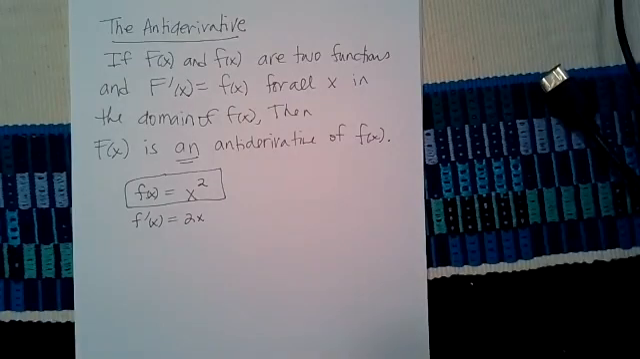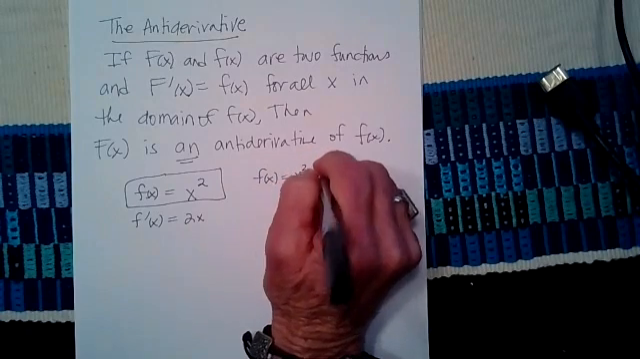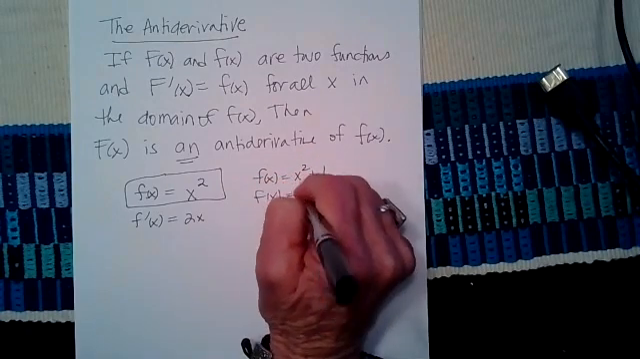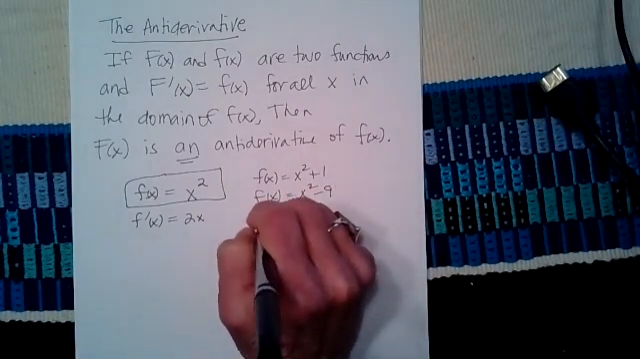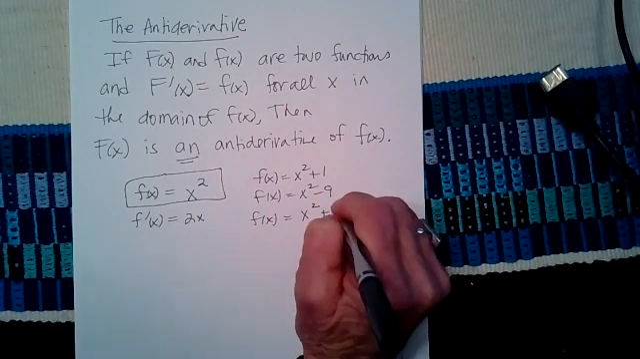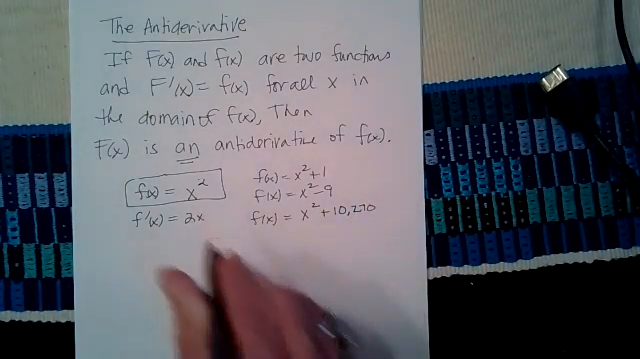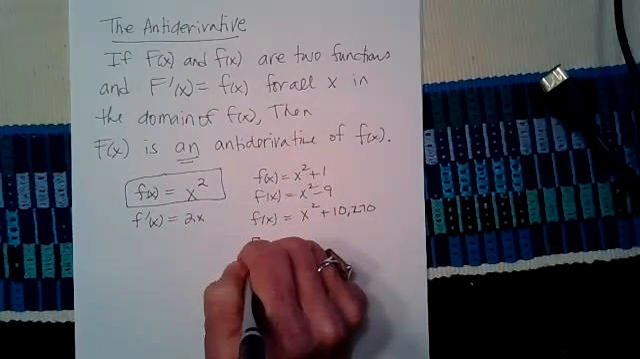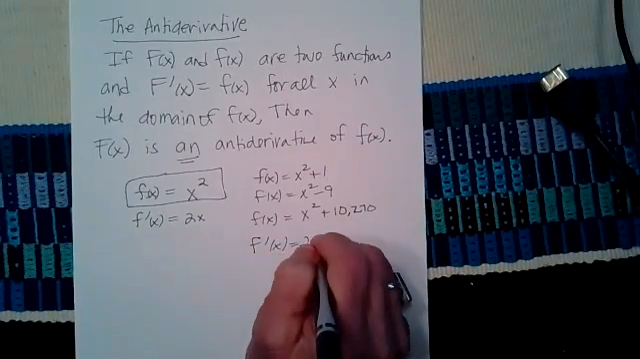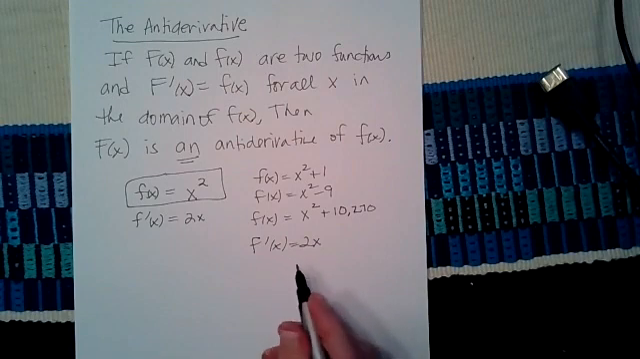Okay, and the answer is no, it's not, because if f of X is equal to x squared plus 1, or f of X is equal to x squared minus 9, or if f of X is equal to x squared plus 270, all of those have the derivative 2x, okay? All right, so that's why what we're going to do is talk about the constant, okay?